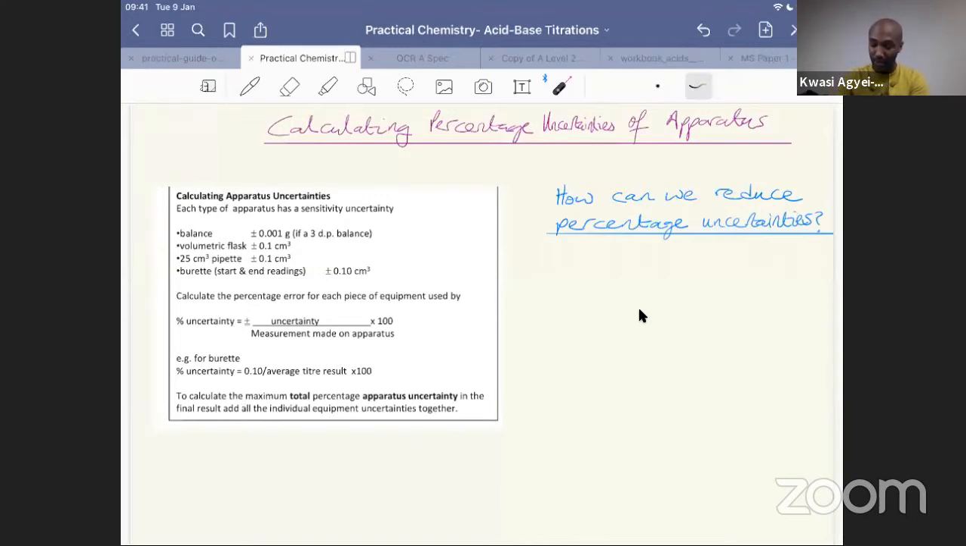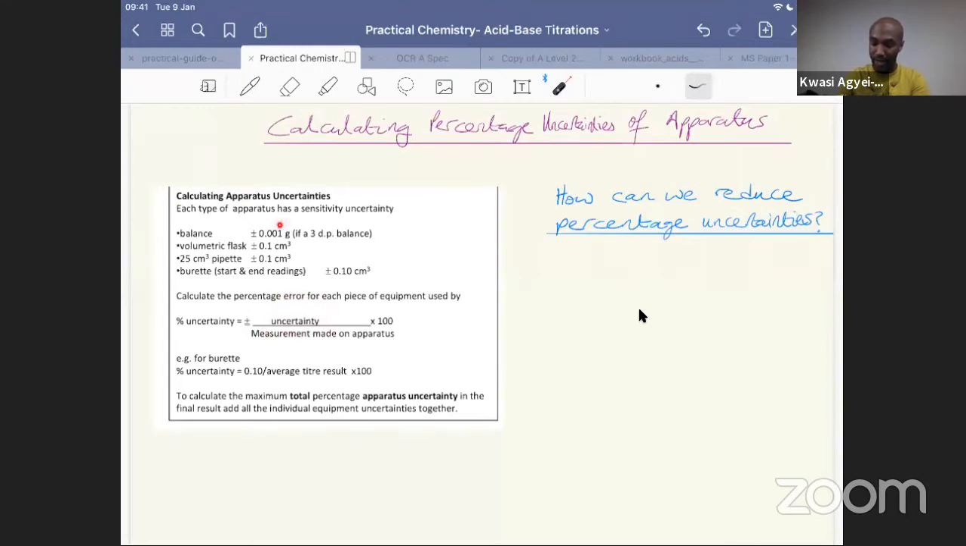And as an example, you can do the same for a burette. You've got 0.1 divided by the average titer times 100 to get the percentage uncertainty. And examiners like to ask students about how to reduce the percentage uncertainty associated with a practical. So for instance, if you wanted to reduce the uncertainty in the mass measurement, then you might want to change this value here. So you might want to make that value smaller.